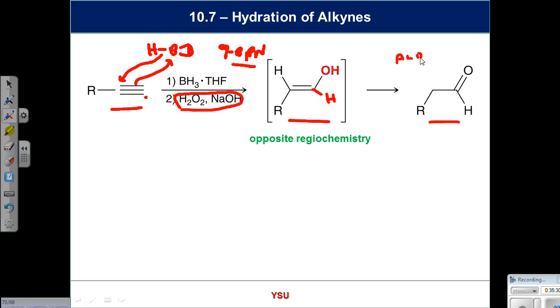You maybe don't see this yet. Hopefully you will over the weekend. You are now building up a very useful collection of reactions to go wherever you want, at least within the bounds of what we've done. You want to make a ketone from an alkyne? Add H plus and H2O. You want to make an aldehyde from an alkyne? Add the boron and then do the workup. Those are the outcomes you get.